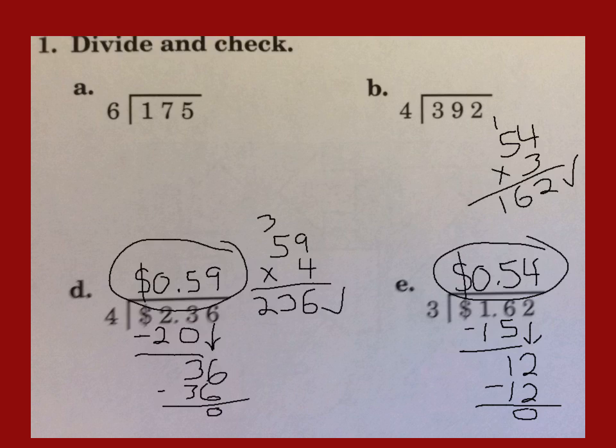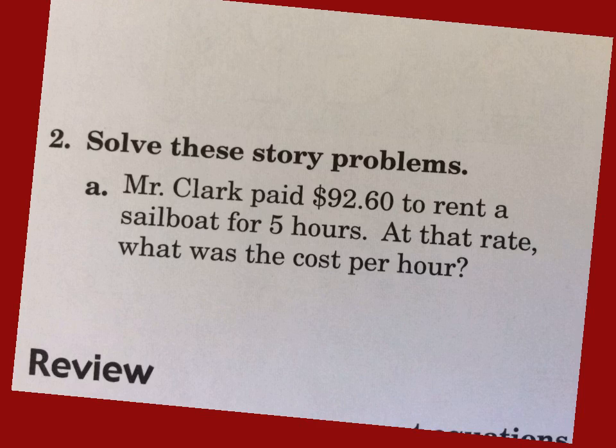Okay, we're going to look at the story problem. It says Mr. Clark paid $92.60 to rent a sailboat for 5 hours. At that rate, what was the cost per hour? Back up. It costs $92.60 to rent it for 5 hours. It's asking, well, what if you wanted it just for 1 hour? At that rate, what would it be?